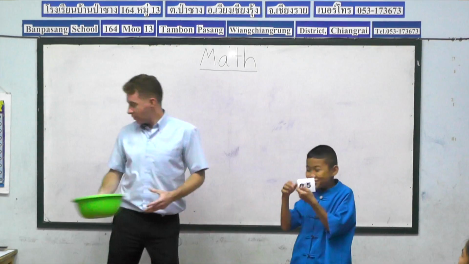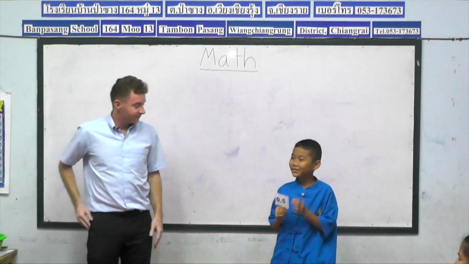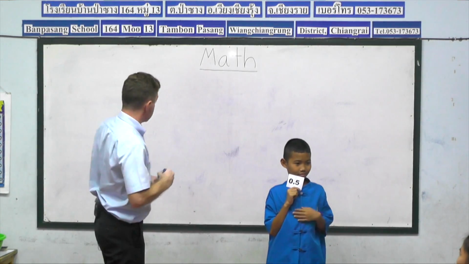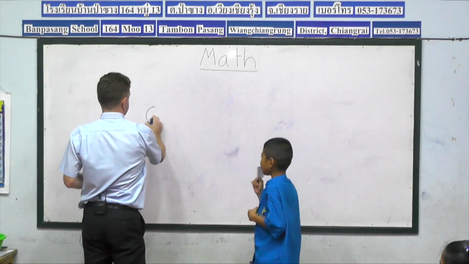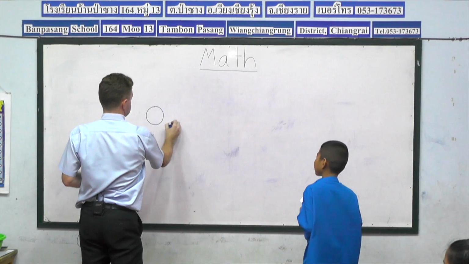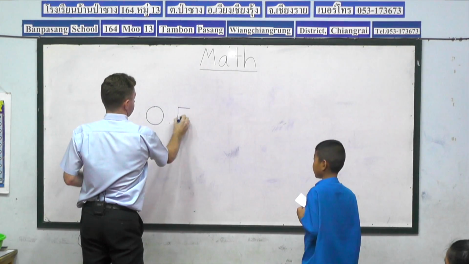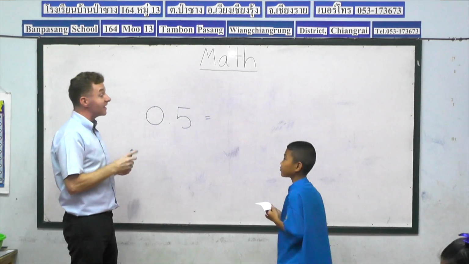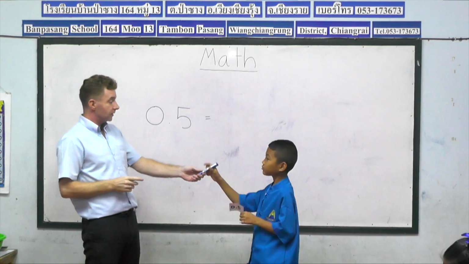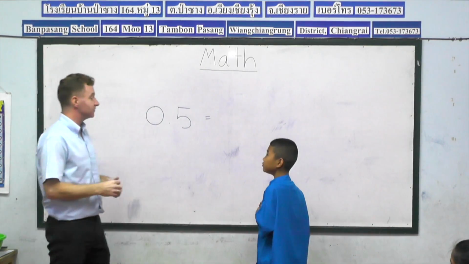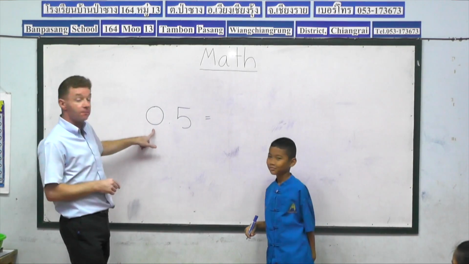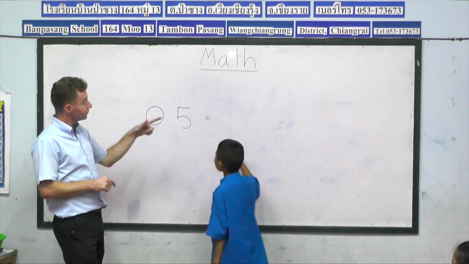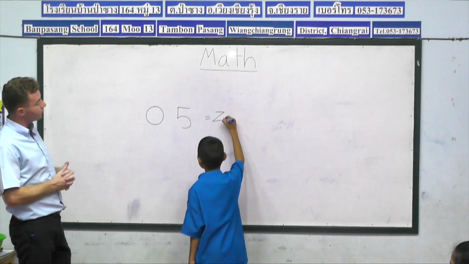Okay, and show it to your friends. So what do we have, guys? 0.5. Okay, so let me write it in digit form. 0.5. Now, Pangpon, I would like you to write the decimal number in word form, like we've seen on the PowerPoint presentation. So what's our decimal number, guys? 0.5. So Pangpon, how do we write this in word form?